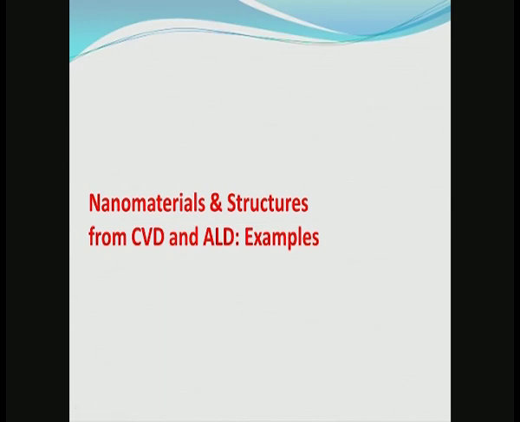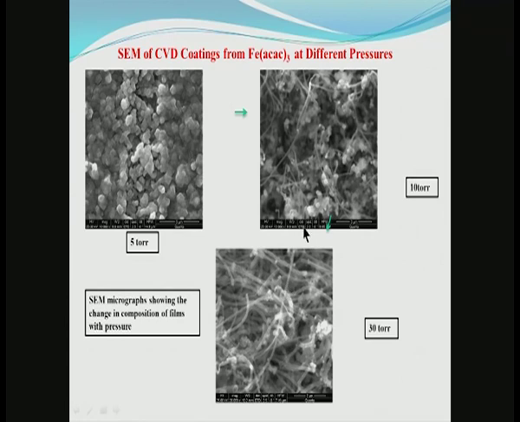Let us look at some of the examples of nanostructures and nanomaterials from CVD and ALD. CVD first. What are shown here are scanning electron micrographs of a CVD process that uses iron acetyl acetonate to produce slightly different materials using pressure as the control. What you have in the top left over here is a process that is conducted at 5 torr, relatively low pressure, and what we get here, it turns out by analysis, is iron oxide Fe3O4.